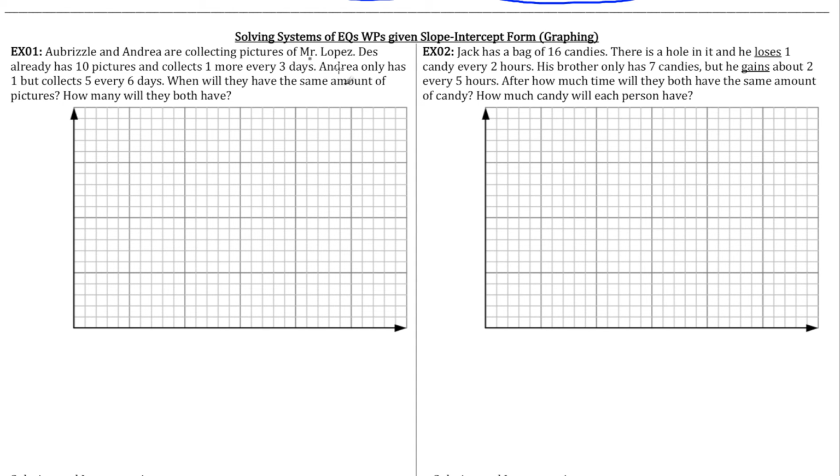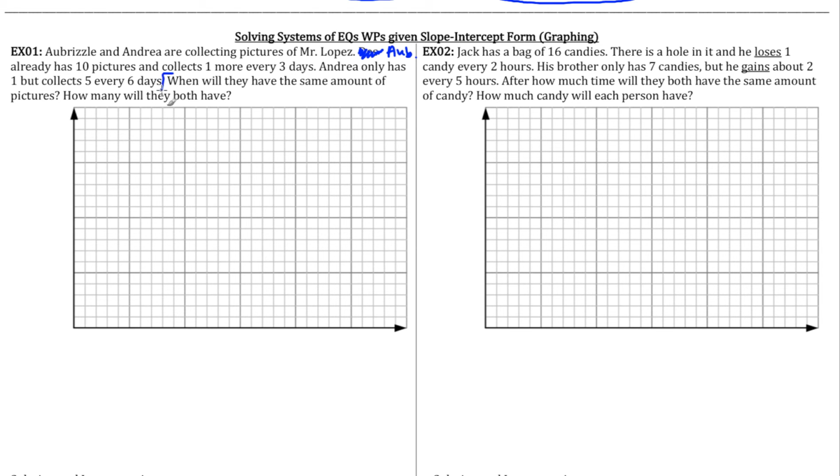All right, so example number 1 reads, Abrazel and Andrea are collecting pictures of Mr. Lopez. Oh, this should say Aubrey. So Aubrey already has 10 pictures and collects one more every 3 days. Andrea only has one but collects 5 pictures every 6 days. When will they have the same amount of pictures? How many will they both have?